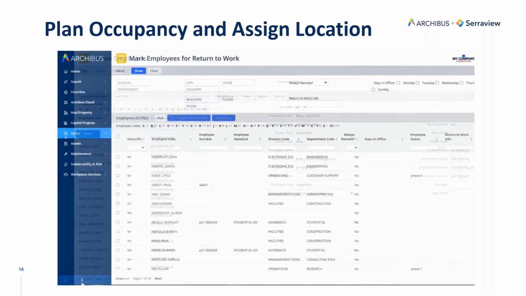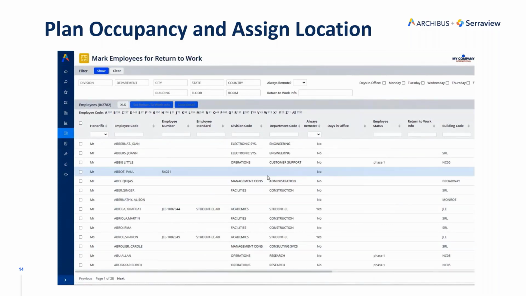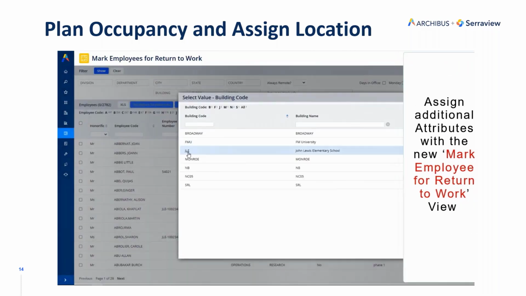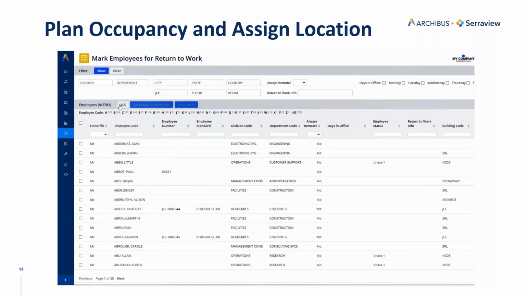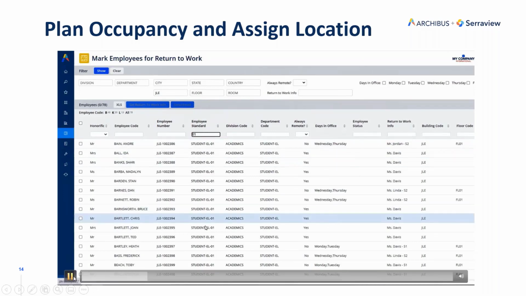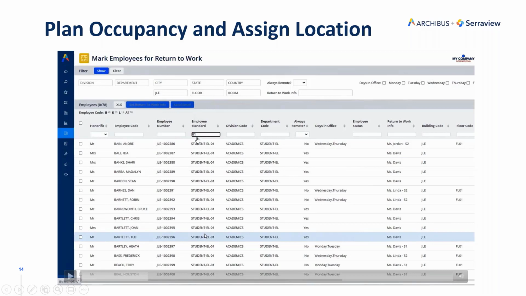So once we have done that, we move to this new view that we have, which is called Mark Employees for Return to Work. And now we have several more attributes per employee or per student that we can in fact work with. So first I'm going to look at that individual school. And notice that because I gave those employee standards, what I now have is a list of all those individual employees that are available for me by the correct standard. So now I'm looking at all the employees of the first grade, or in this case, all the students that belong to the first grade.